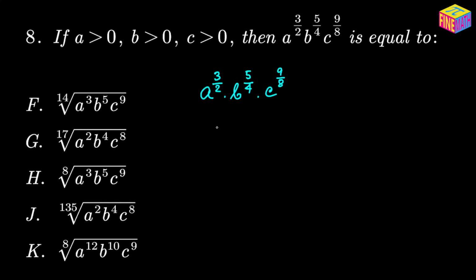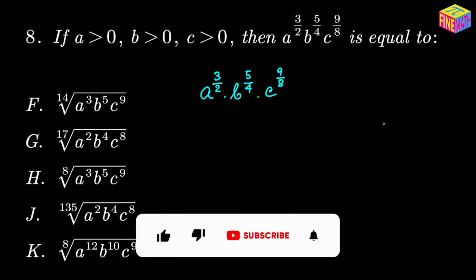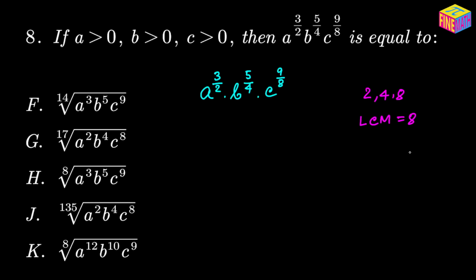Now if you look at the exponents of a, b and c, you see that in their denominators, for a's exponent we have 2, for b's exponent we have 4, and for c's exponent we have 8. Now what is the easiest way to convert them into the same denominator? Well, we can take an LCM of all those three denominators. So what would be the LCM of 2, 4 and 8? Well, the LCM would be 8. If you think about it, 2 divides 8, 4 also divides 8 and 8 also divides 8. So the LCM would be 8.